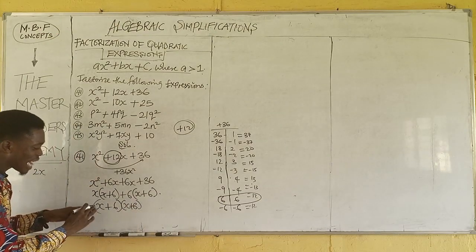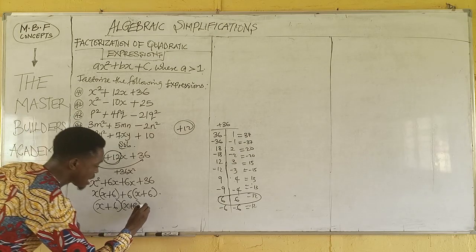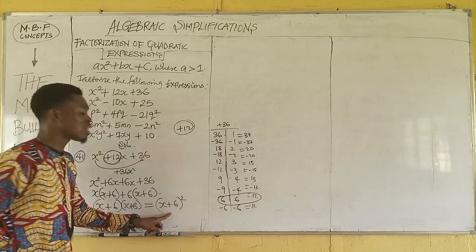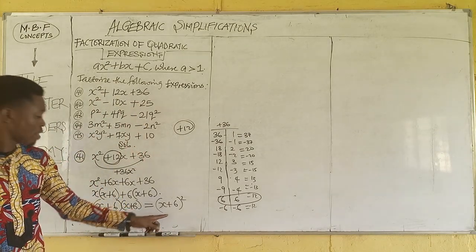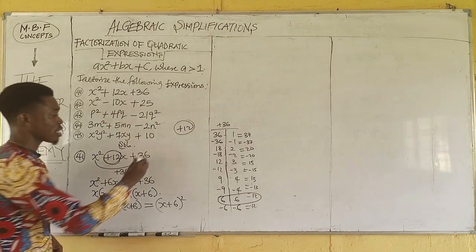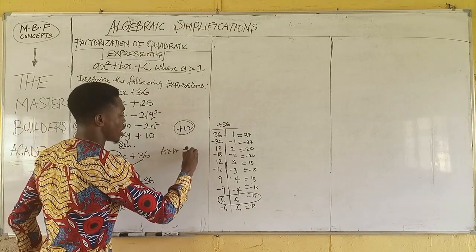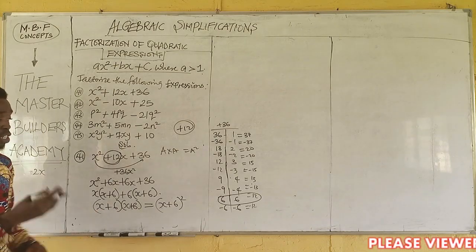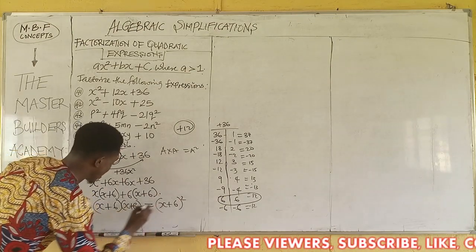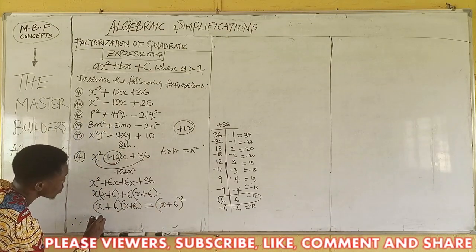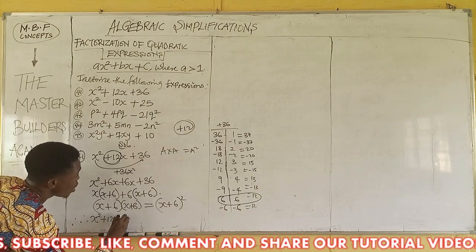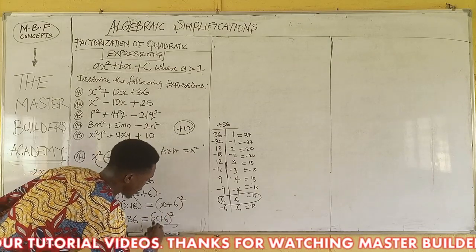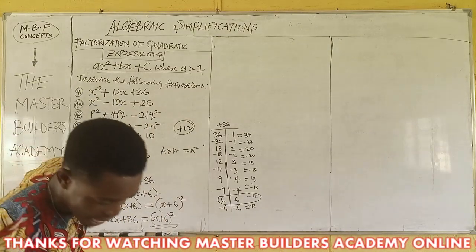Guys, when you look at this question, you will discover that it is exactly the same thing as x plus 6 all squared. This is one of the things that was not in the previous questions that we solved. In as much as this bracket and this bracket are the same, just as a times a is a squared, x plus 6 multiplied by x plus 6 gives us x plus 6 squared. So this is the answer to this question. Therefore, x squared plus 12x plus 36 is equal to x plus 6 all squared.